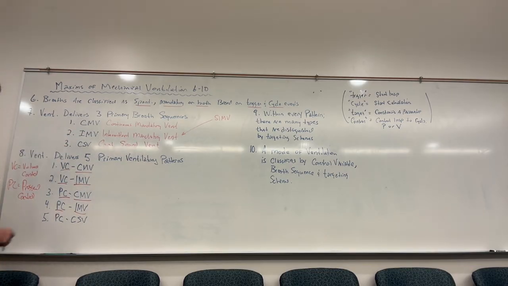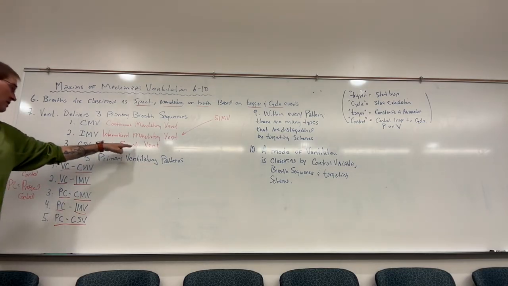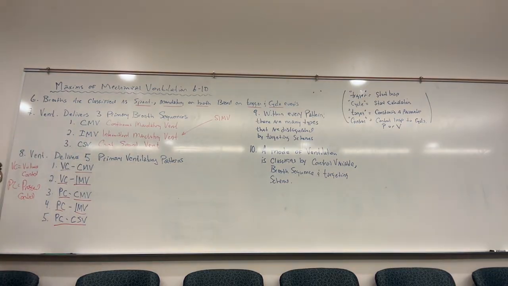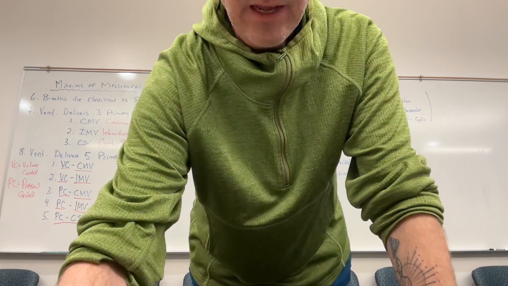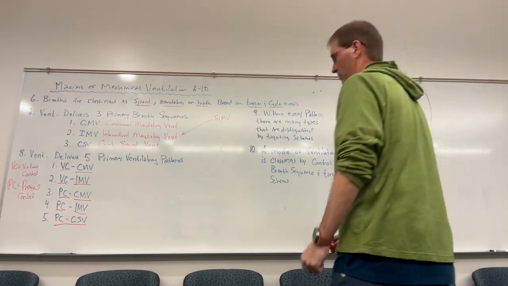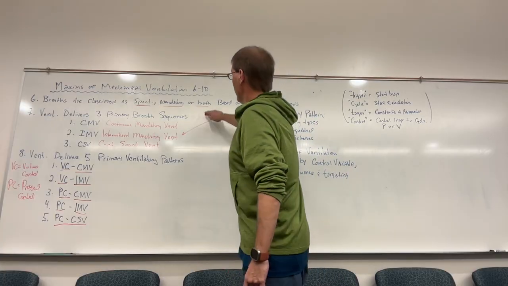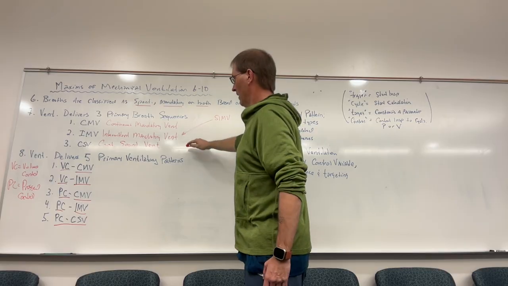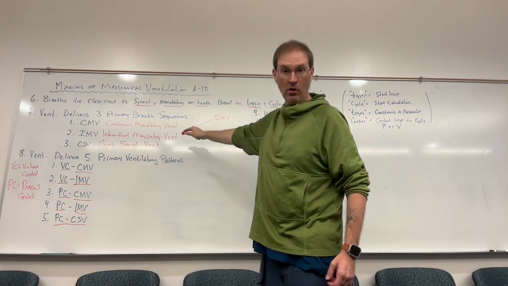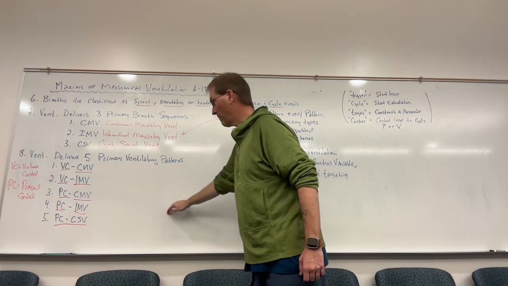And then pressure control, CSV, or continuous spontaneous ventilation, all right? Those are the 5 primary ventilatory patterns that you get, all right? So you classify your breaths, and that gives you 3 primary breath sequences, and then you add in your control variable that the ventilator is using, and that gives you 5 primary ventilatory patterns.